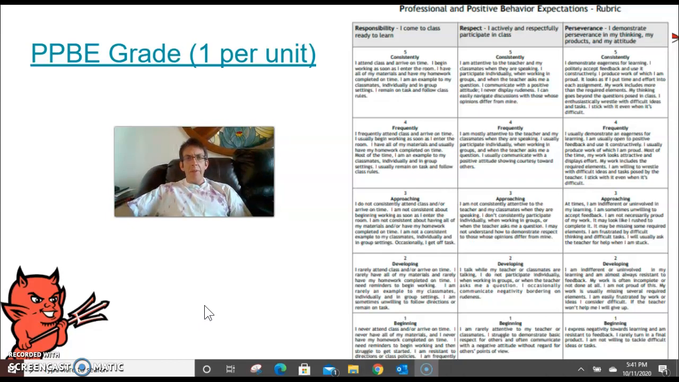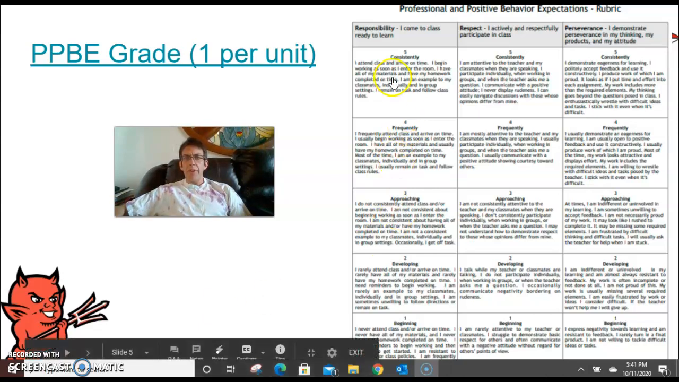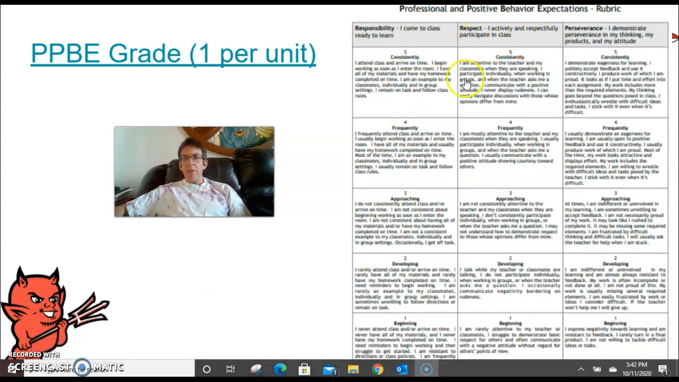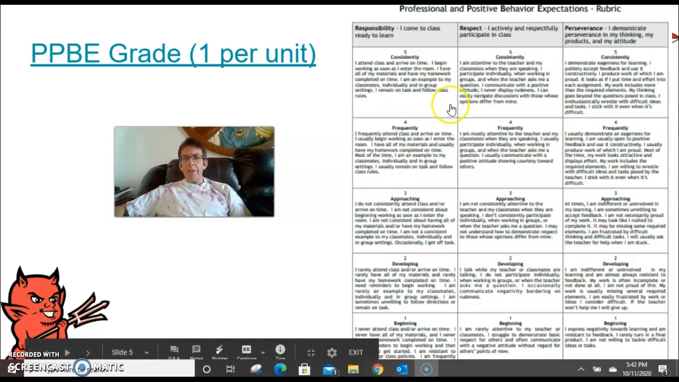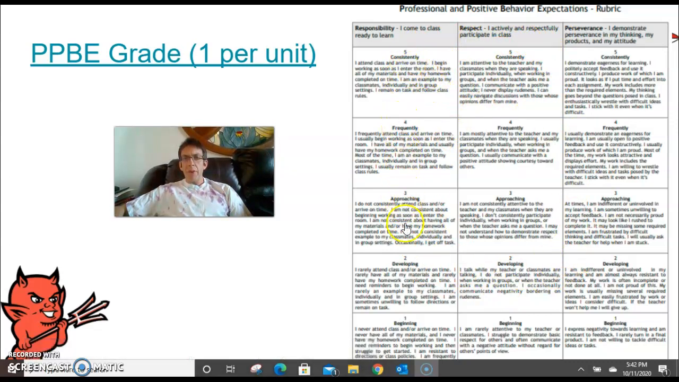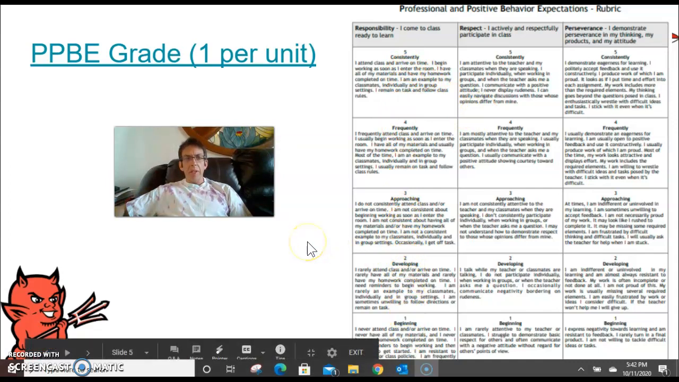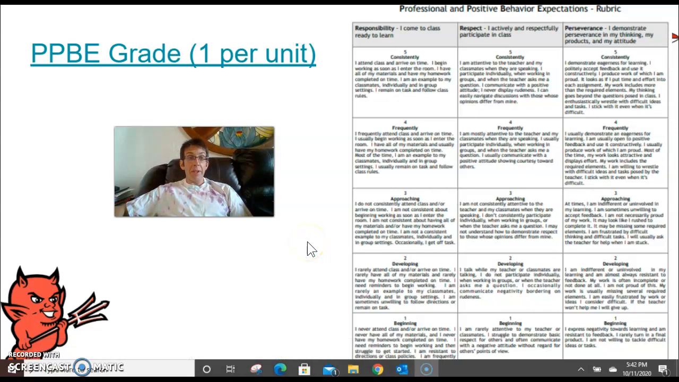It's going to be a 15-point grade because there are 5 points for 3 different categories. As you can see here, we've got responsibility, respect, and perseverance. For each of those 3 categories, there are descriptors as far as whether you did those things consistently, frequently, approaching, developing, or beginning. So you can get up to 15 points. Remember, this is 5% of your grade, so make sure that you're doing this by next class. Go ahead and pause, find that element of the assignment, and complete that. Remember, you just say, I feel that I deserve this out of 15 because, and then give me a little bit of reason why.